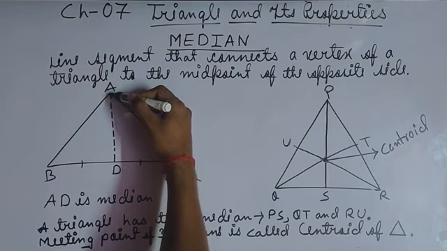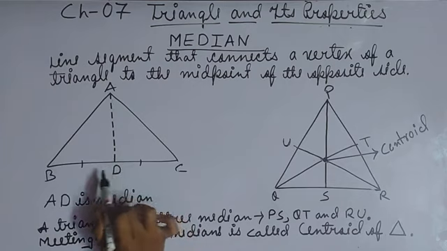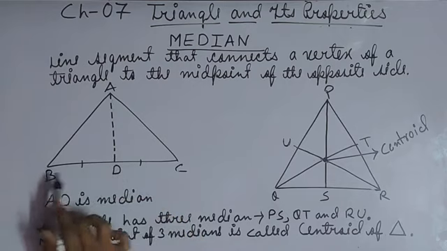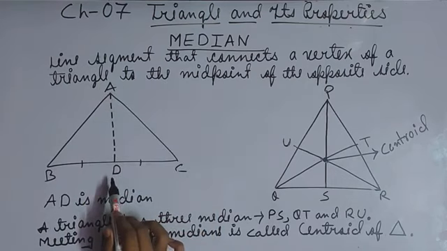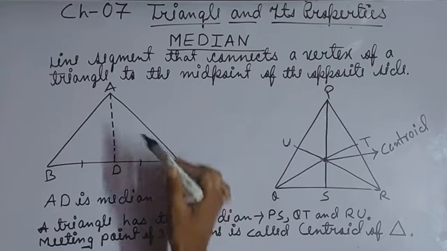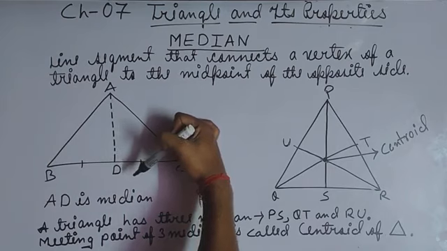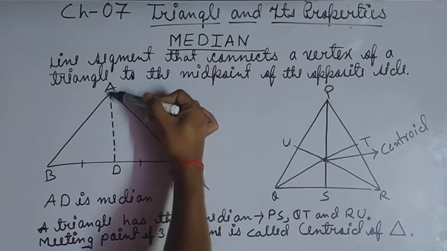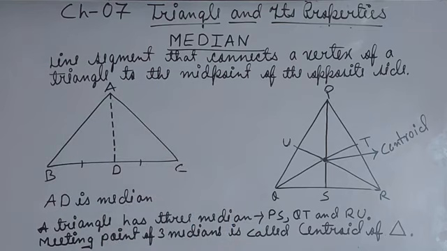It is a line segment that is starting from the vertex A and connecting to the point D, which is the midpoint of this BC. So the line that connects a vertex to the midpoint of the opposite side, that line segment is known as a median. Here AD is the line segment joining the midpoint D and starting from the vertex A, and D is the midpoint of side BC.